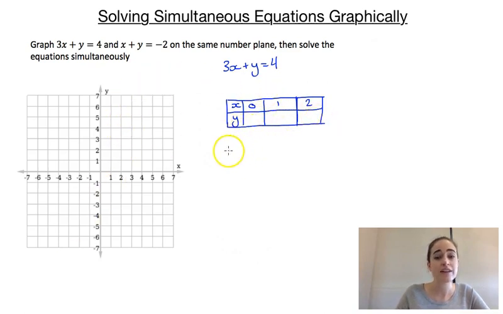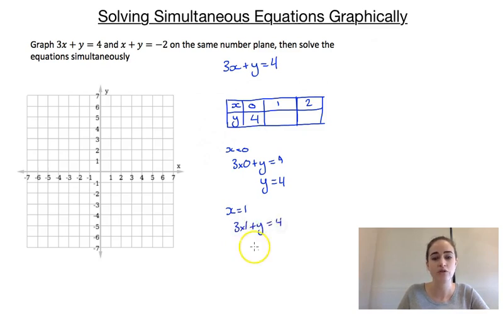All right, so let's sub in 0. If we substitute in x equals 0 into this equation, we would have 3 times 0 plus y is equal to 4. 3 times 0 is just 0, so that means y is equal to 4. So we're going to have 4 here. Now if we do x is equal to 1, we'd have 3 times 1 plus y is equal to 4, which means that 3 plus y is equal to 4. And if we subtract 3 from both sides, we'd end up with y is equal to 1. So we'll put that here.